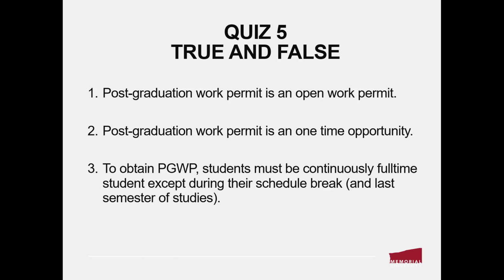Question number 3: to obtain a postgrad work permit, the students must be continuously full-time, except during their scheduled break and last semester of studies. Yep, that is true. Based on current postgrad work permit policies, you must continuously be full-time, and the only time it is okay not to be registered is if you have a scheduled break as part of your program, or you're part-time at the very last term.